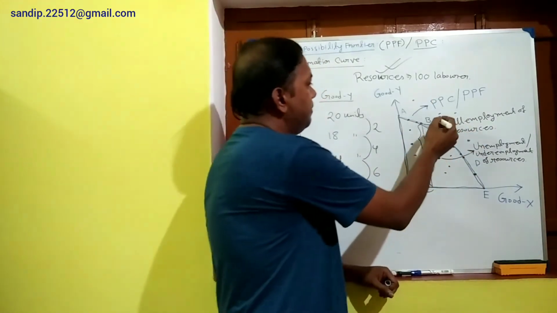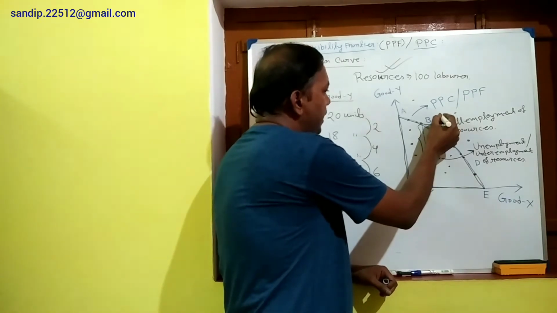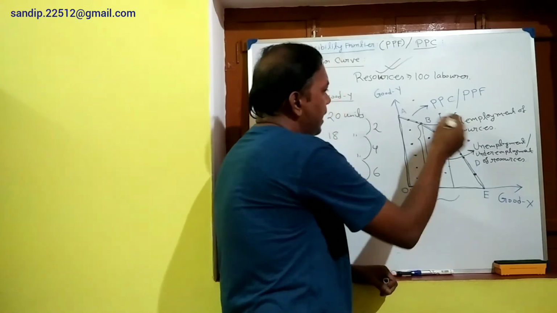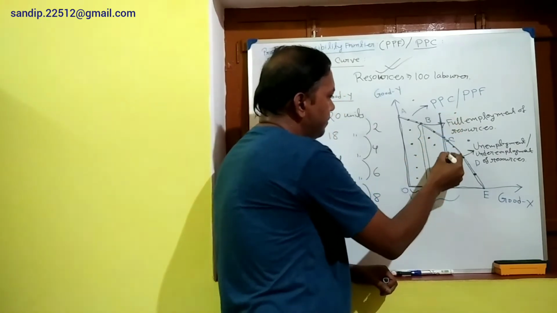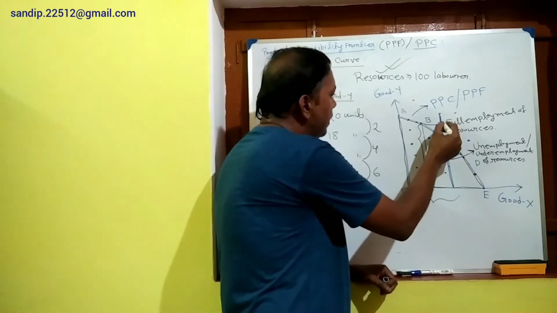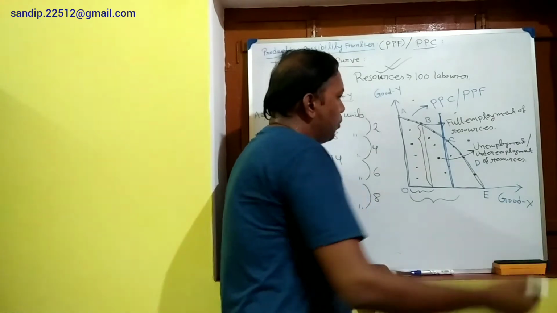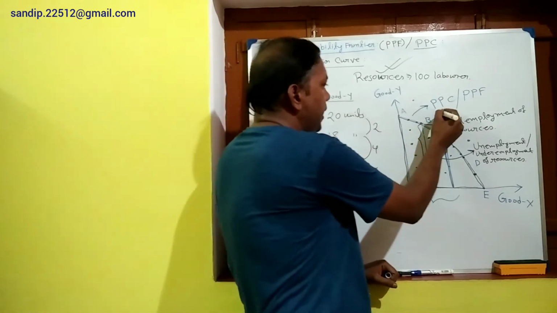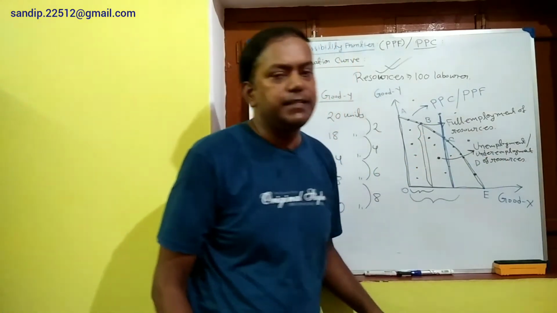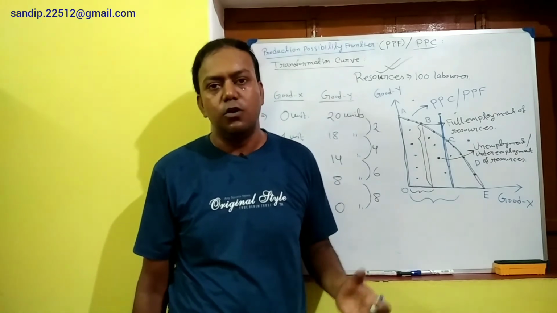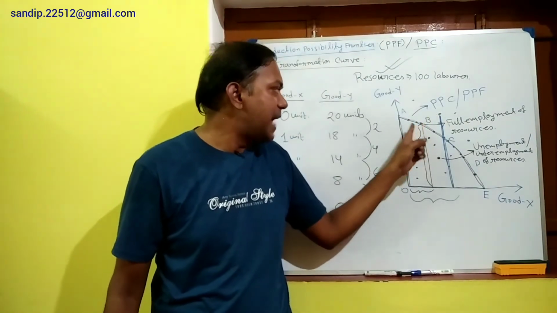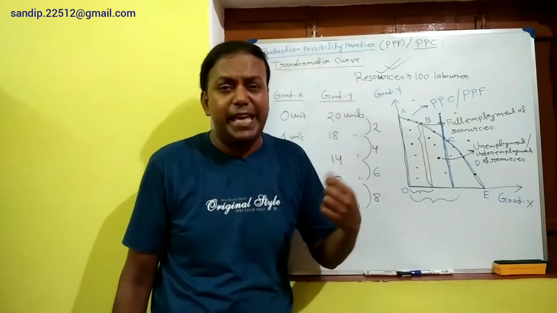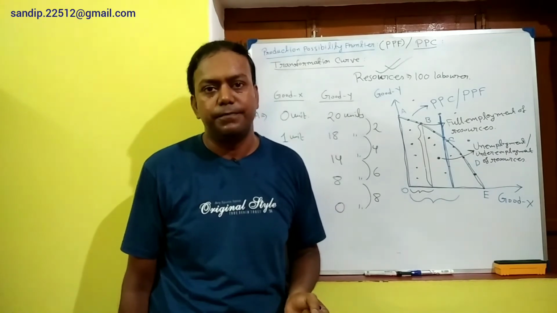Okay, suppose this point indicates this much amount of good X and this much amount of good Y. Now can you tell whether the producer can produce this combination, this point? Obviously not, because this point is outside of the PPC, meaning it is beyond the production capacity of the producer.